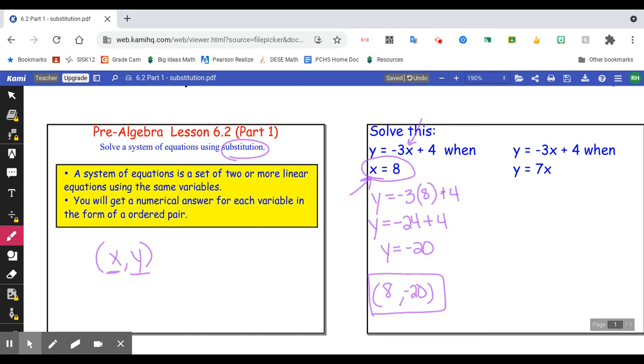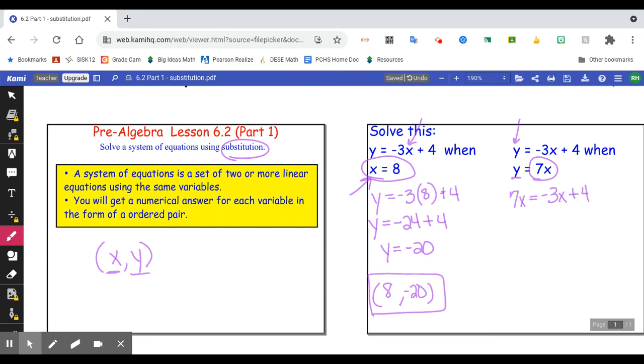Okay, so same thing again. y equals negative 3x plus 4 when y equals 7x. So again, we're circling what we need to plug in. It says y equals that, so it goes in for y. And we're going to solve. 7x plugs in for y, and the rest stays exactly the same. Equals negative 3x plus 4.